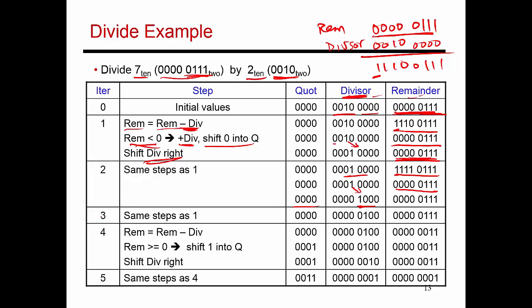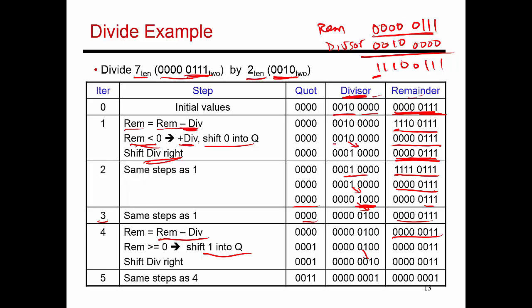Now move on to iteration 3. Again, we'll do exactly the same steps as before. It turns out that the divisor is still larger than the remainder register. So I shift a 0 into the quotient, which remains unchanged. The divisor shifts one more place to the right, and the remainder is also unchanged. Now finally we have something interesting happening here. When I do remainder minus divisor, I get this result, where the most significant bit is a 0. That means this was a successful subtraction. Time to shift a 1 into the quotient, and that's it. And then I move on to the next step.